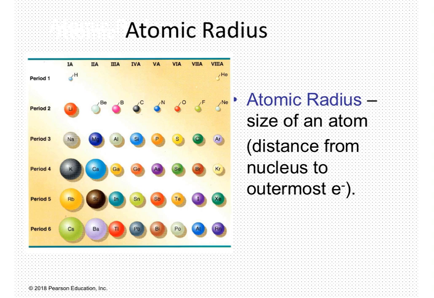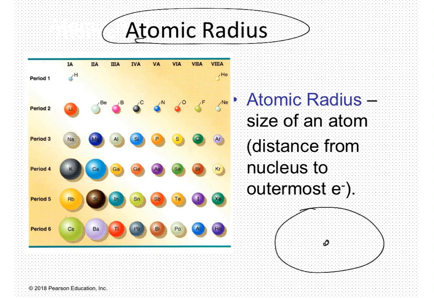All right, now we're going to talk about some specific periodic trends. We'll start with atomic radius, and just think of size. When you are discussing atomic radius, just think of the size, which is defined for an atom as the radius, the distance between the nucleus and the outermost valence electrons. So that's the radius we're talking about.